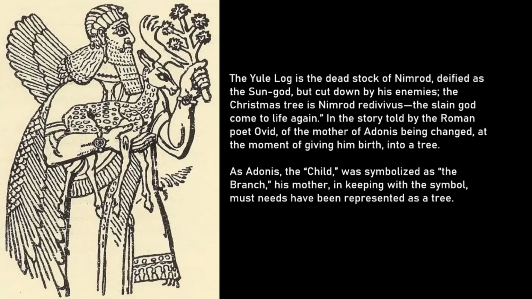As Adonis, the child, was symbolized as the branch, his mother, in keeping with the symbol, must needs be represented as a tree. So again, you're seeing that their deities were represented as the sun, but of course you've got something in the sky and you've got something on the ground. So when they would depict the deity above, they would use the sun. And when they would depict the deity below, the mother, the goddess, the male, female, they would use a tree.